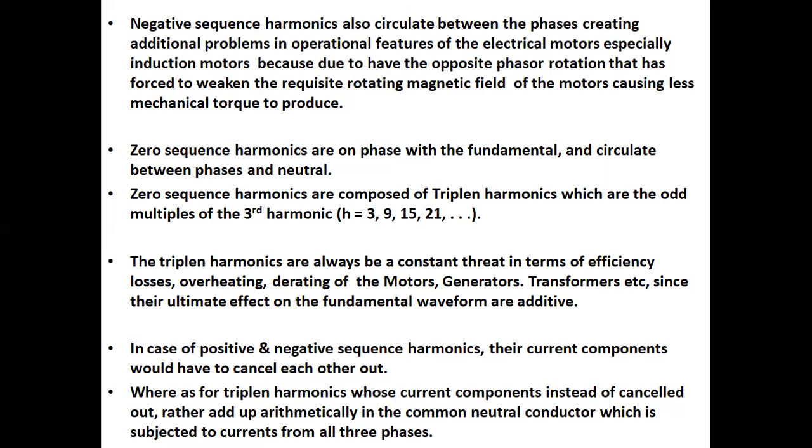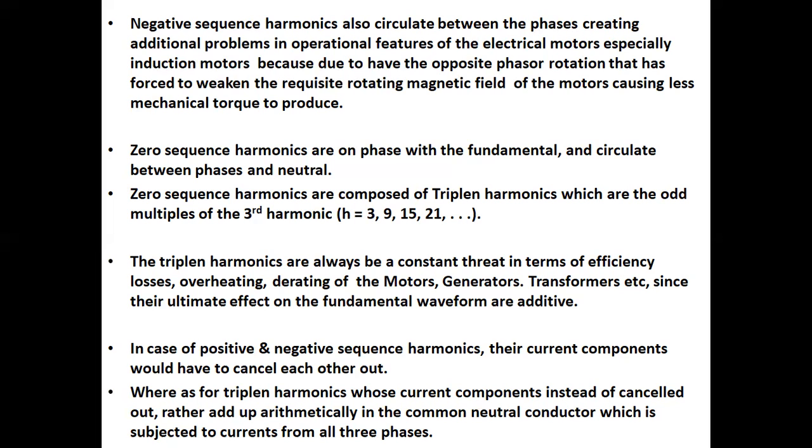Zero sequence harmonics are in phase with the fundamental and circulate between phases and neutral. Zero sequence harmonics are composed of triplen harmonics, which are the odd multiples of third harmonic, that is 3, 9, 15, 21. The triplen harmonics are always a constant threat in terms of efficiency losses, overheating, derating of the motors, generators, transformers, etc., since their ultimate effect on the fundamental waveform is additive.